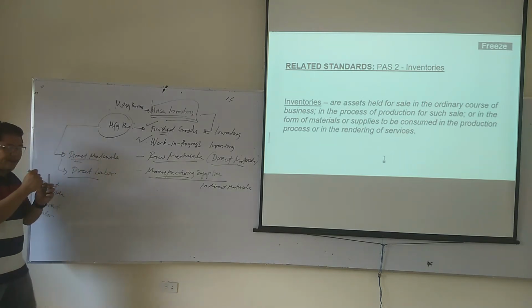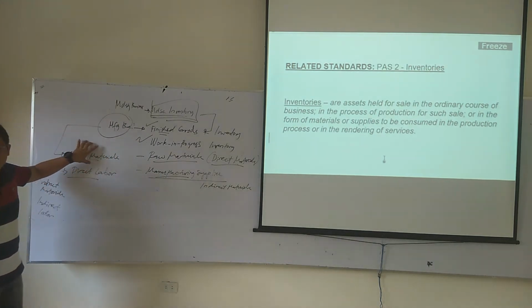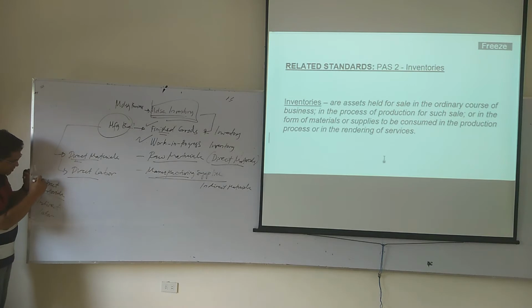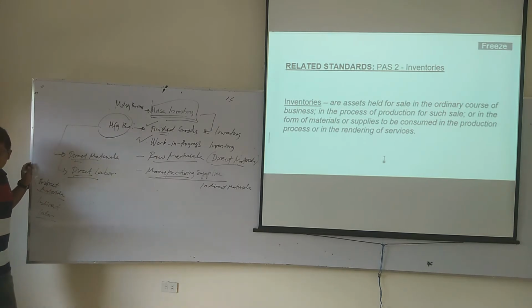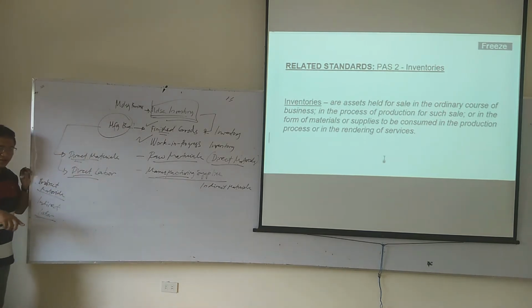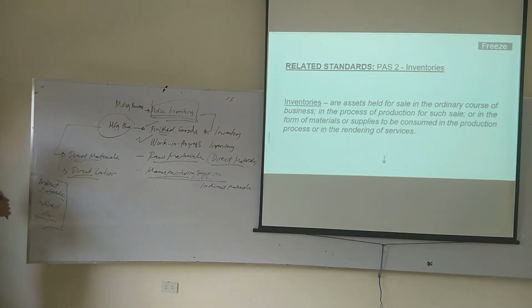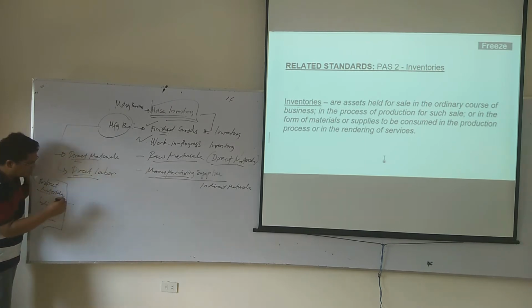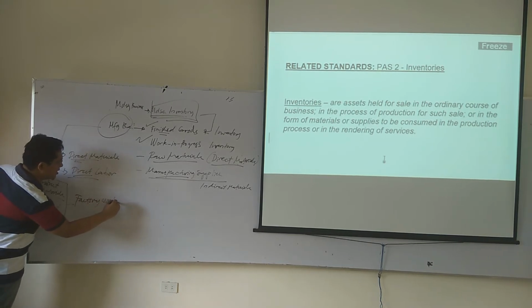Direct materials are those materials that can be directly seen in the finished products, while indirect materials are those not directly traceable to the product. Likewise, direct labor are those directly involved in the production, say the factory workers, while indirect labor are those not directly involved with the production, say the supervisor, the security guards in the factory. So we have here indirect materials and indirect labor. These two form our factory overhead.